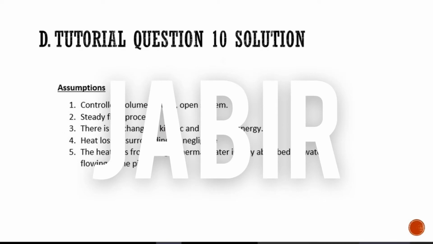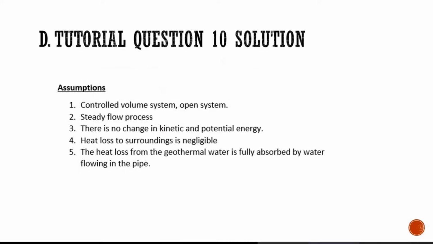Alright, so for tutorial question 10, the assumptions that are made are control volume, open system, steady flow process, there is no change in kinetic and potential energy, heat loss to surrounding is negligible, and finally the heat loss from geothermal water is fully absorbed by water flowing in the pipe.